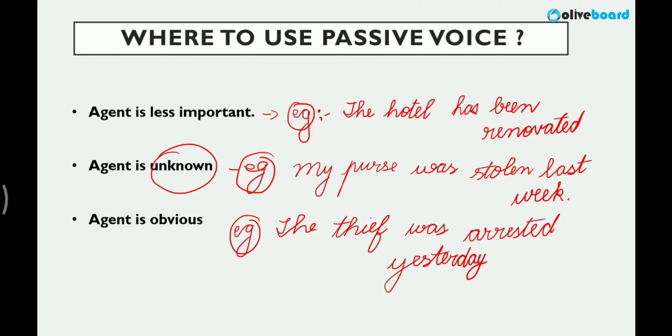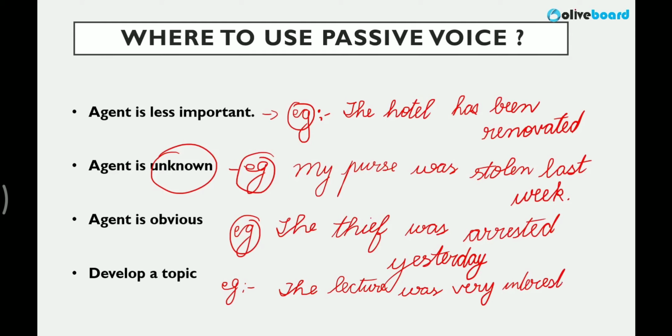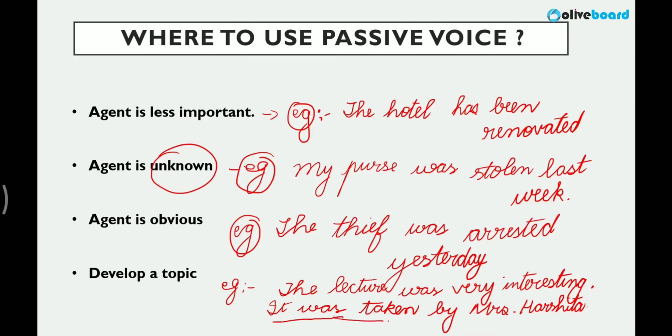Next way to use passive, you will usually see in novels, right? Develop a topic. Once you have mentioned a theme, a topic, for example, the lecture was very interesting. Now I'm continuing with the same theme. I am adding on to this point. It was taken by Mrs. Harshita. Now you know that I have already mentioned a subject line. Now I'm adding more information. I'm developing a topic. So I've used the passive form.